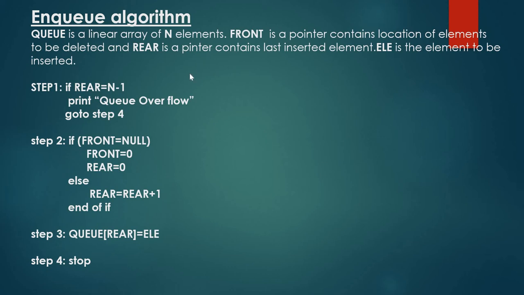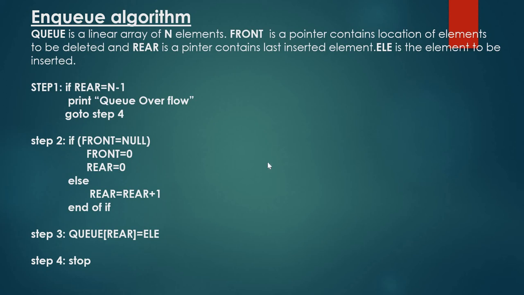In step 1, we need to check that the queue is full or not. If the queue is full, we can't insert an element. Then in which condition is the queue full? Rear is equal to n minus 1 means the queue is full. That is why here we check: if rear is equal to n minus 1, print queue overflow. Queue overflow means the queue is full.